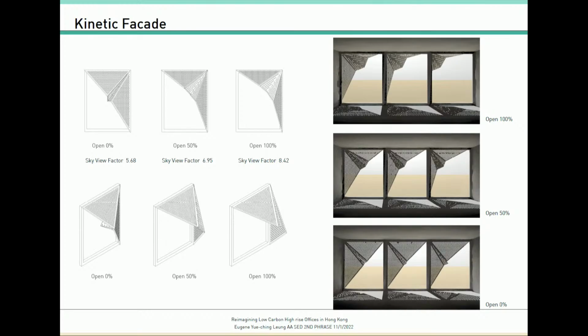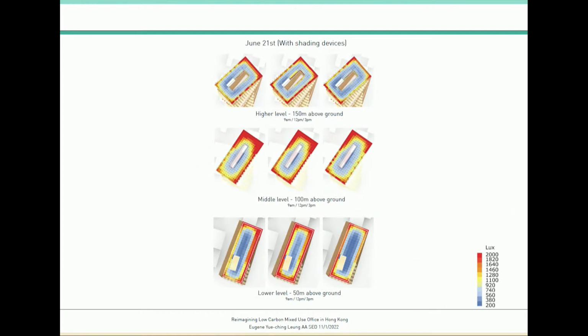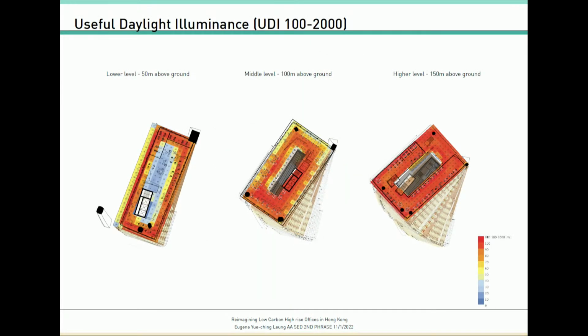So with the kinetic facade in operation, daylighting is now more controlled inside the building, and you can see how the daylighting in all levels is now balanced in a good manner. And with useful daylight illuminance, UDI, you can see all the levels achieve daylighting of 100 to 2000 lux. So a very ideal daylighting performance for a working space across all levels.